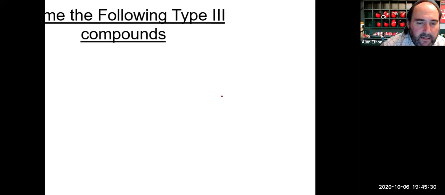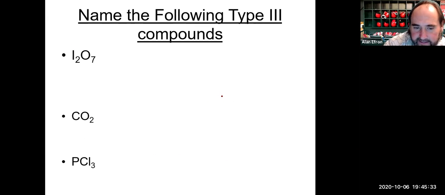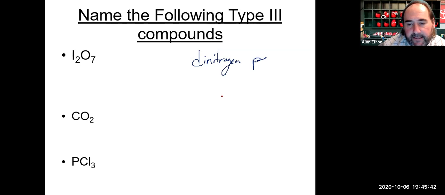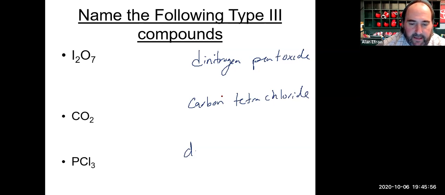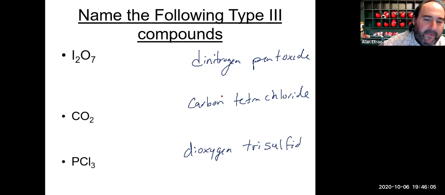Okay. So why don't you try a few of these here and give the proper names. I'll give you some names. You can give some formulas as well. Go with dinitrogen pentoxide. Let's go with carbon tetrachloride. Let's go with dioxygen trisulfide. I'll just make it up. Why not? There we go. All right. So names for the ones on the left and formulas for the ones on the right.